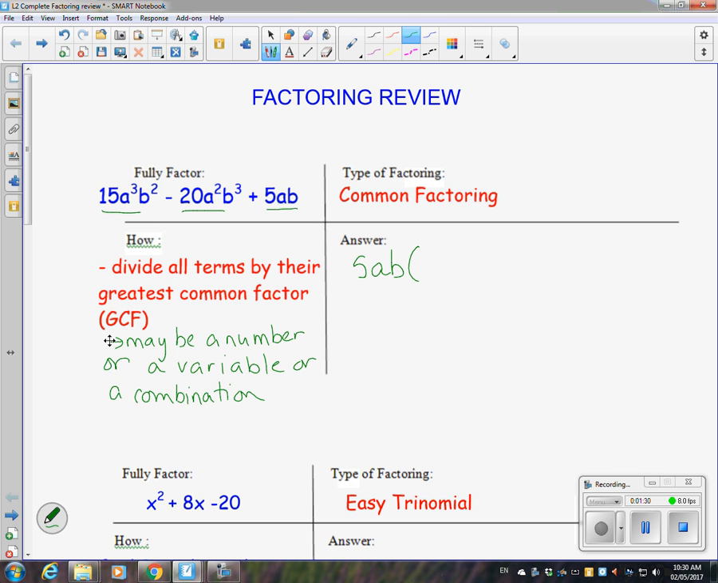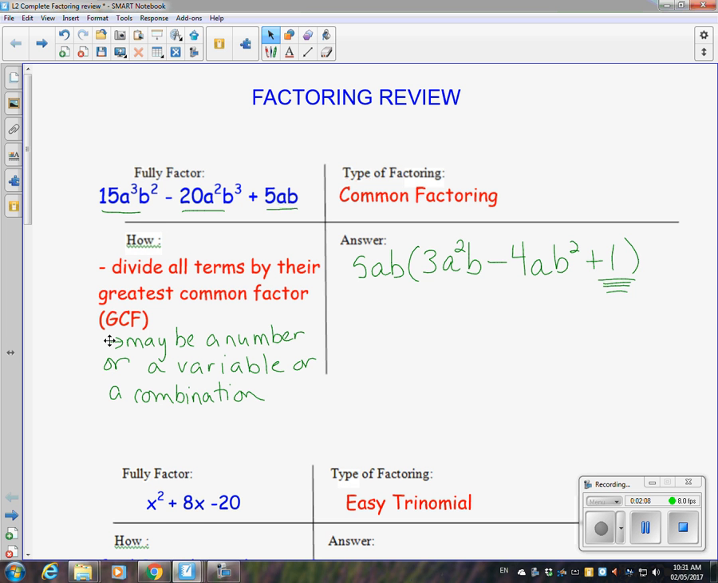And now I'm going to go back and divide each piece. So 15 divided by 5 is 3. If I take an A out of A cubed, I have A squared. If I take a B out of B squared, I have a B. And then I do the next one. Minus 20 divided by 5 is 4. A squared, if I take out an A, leaves just an A. B cubed, if I take out a B, leaves B squared. And then the last one, 5 divided by 5 is 1. If I take out an A and I take out a B, they're gone. So I just have 1. Don't forget the 1. If you divide something by itself, the answer is 1.